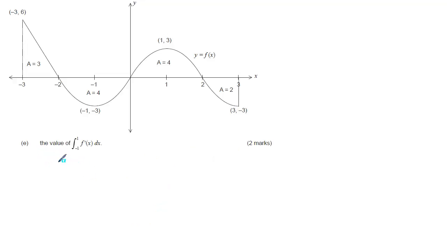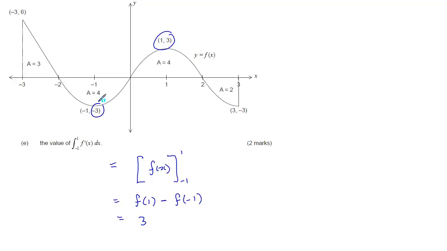Finally, we want the value of the integral from -1 to 1 of f dashed of x. If we integrate f dashed of x, we must get f of x. So that's f of x evaluated from -1 to 1. So that's going to give me f of 1 take away f of -1. Now f of 1, I can see from here, is 3. And f of -1 is -3. So that's going to give me 6.